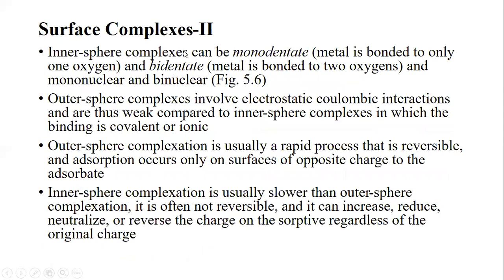Inner sphere complexes can be monodentate, where the metal is bound to only one oxygen, and bidentate, where the metal is bonded to two oxygens, and mononuclear and binuclear. Again, the best thing is to look at Figure 5.6 in your textbook. It has a very nice drawing, and it differentiates between all of them.